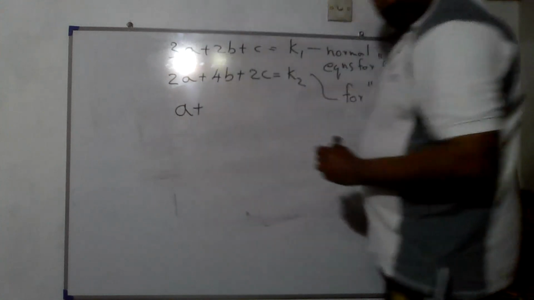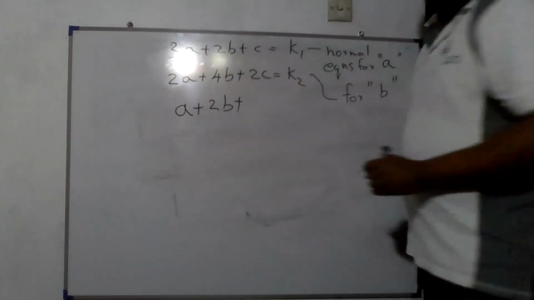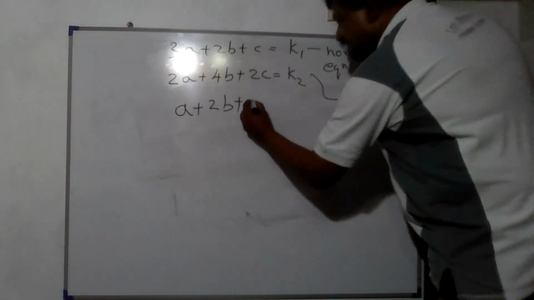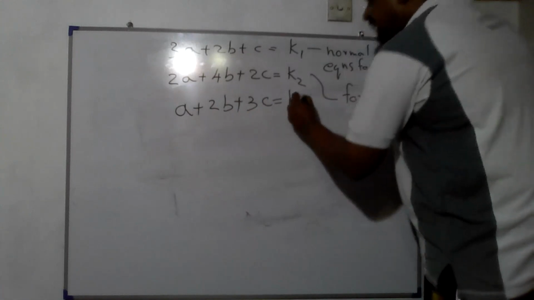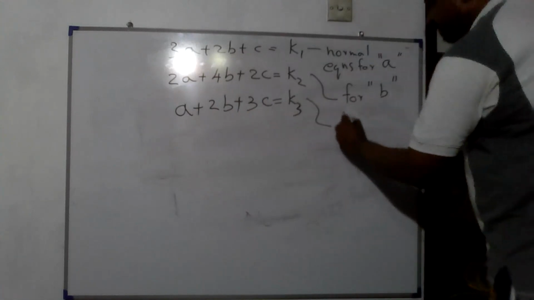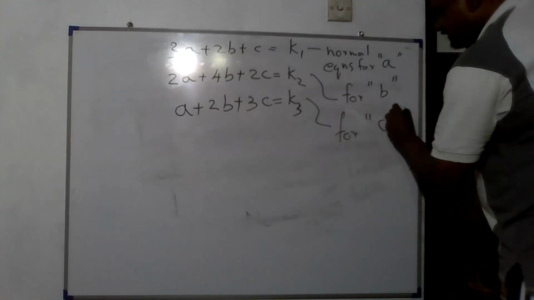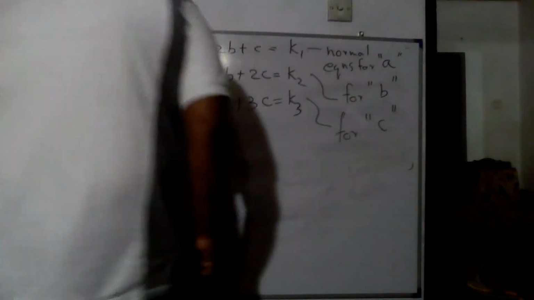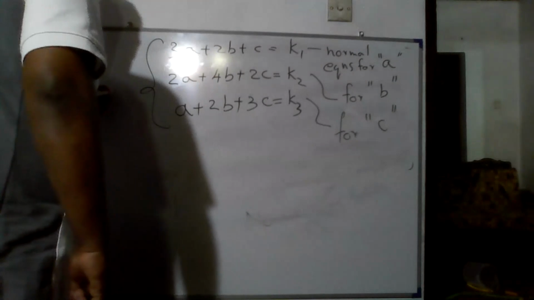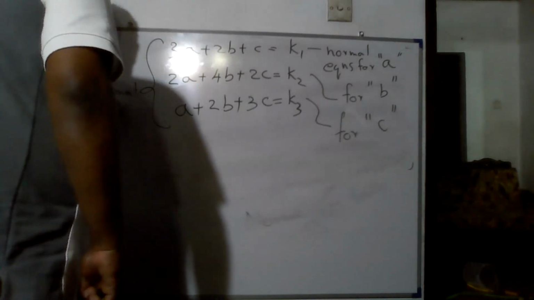Then the next equation, a + 2b + 3c equals k3, let's say k3. Now this is for c. These are all normal equations generated, right? Normal equations. Okay.